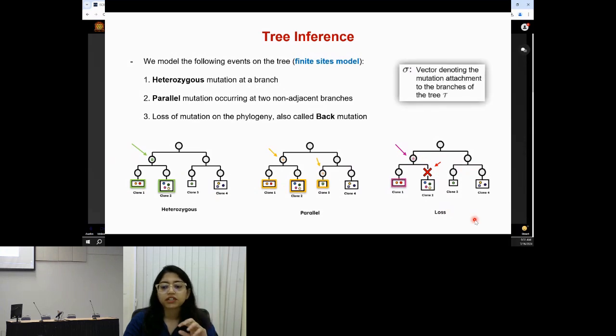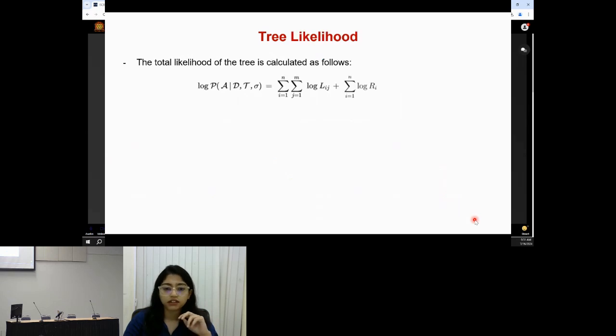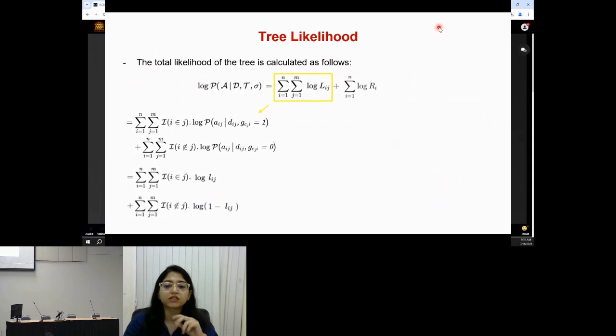This mutation placement is handled by the vector sigma, and so what we do is we place different mutations at different branches on different tree reconfigurations, and we maximize the total likelihood of the tree. This is the term for the total likelihood of the tree. This consists of two terms, which are the log likelihood and the regularizer. The log likelihood is pretty simple.